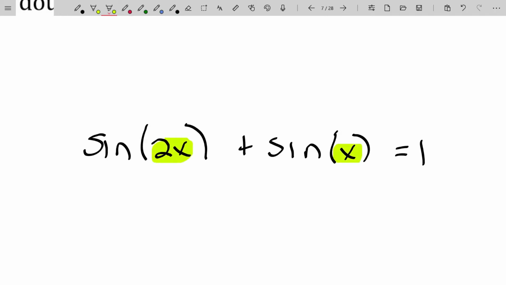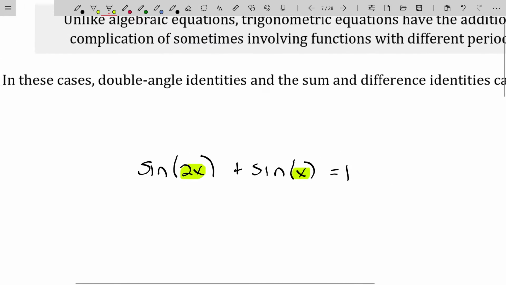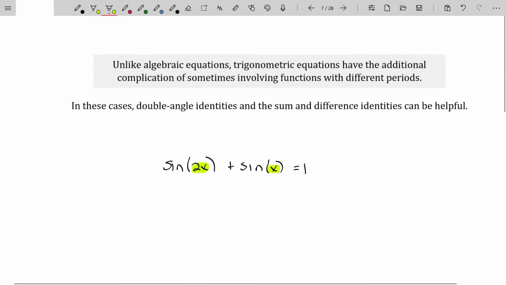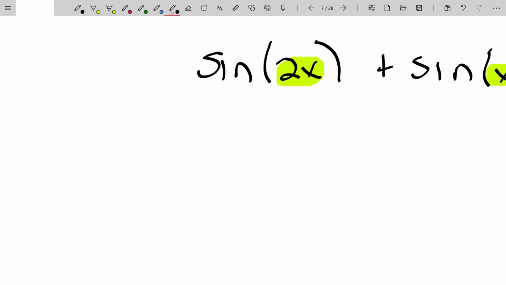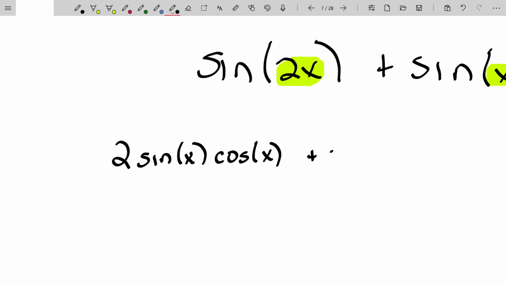The arguments of the sine functions are different. So you can't just say, I'm going to factor out a sine. It doesn't work. You have to get them all to have the same angle or arguments. Luckily, we have a double angle identity that tells us that sine of 2x is the same as 2 times the sine of x times the cosine of x. And then we have this plus sine of x.